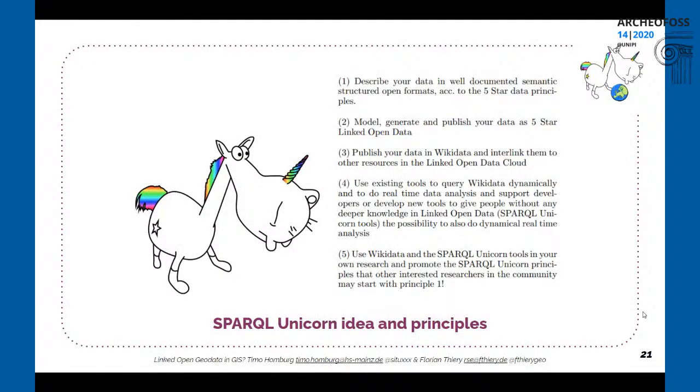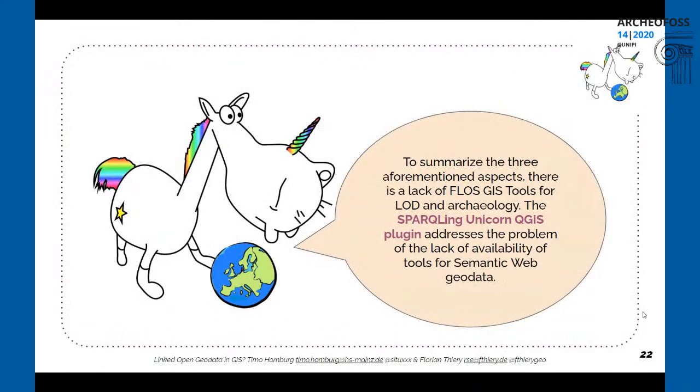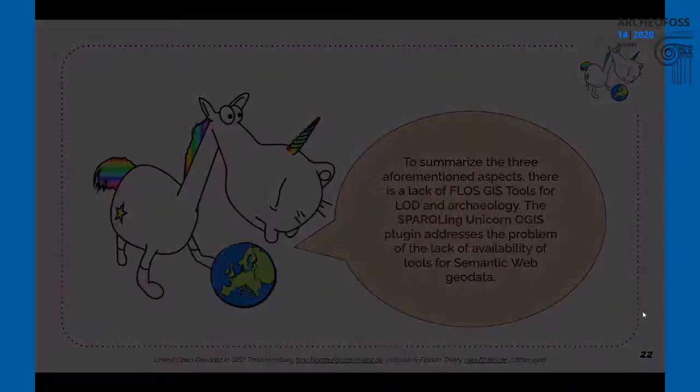So this is where we come in with the Sparkle Unicorn QGIS plugin. So we developed a tool that will mitigate the aforementioned aspects in a way that we develop a FLOSS GIS tool for LOD and archaeology. And we address one of those problems, mainly the GIS problem. How can I access linked data in QGIS by developing this Sparkle Unicorn QGIS plugin?